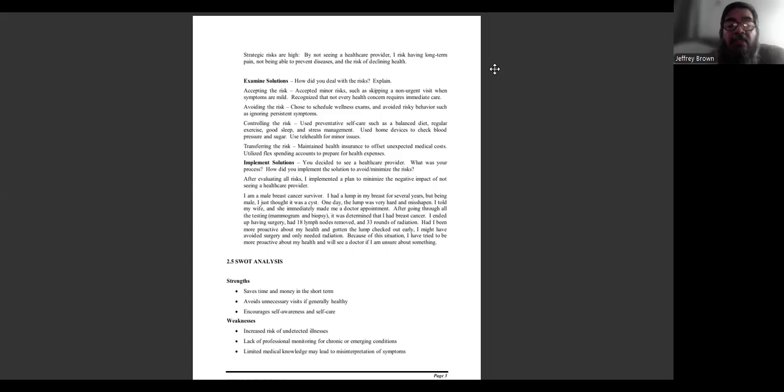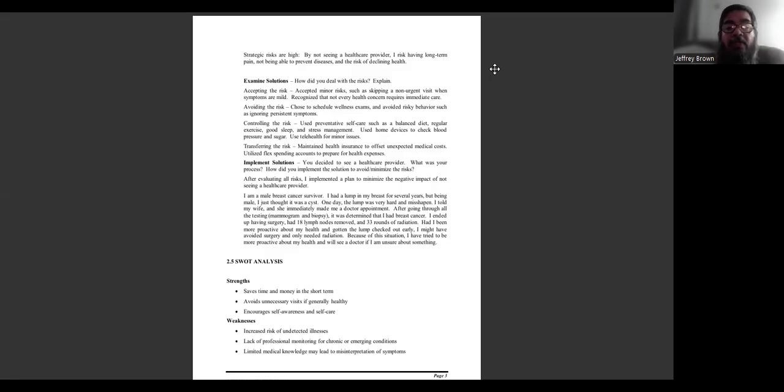So, to examine the solutions, how did you deal with the risks? Accepting the risk, accepting the minor risks such as skipping a non-urgent visit when symptoms are mild. Recognize that not every health concern requires immediate care. Avoiding the risk, choose to schedule wellness exams and avoid risky behaviors such as ignoring persistent symptoms.